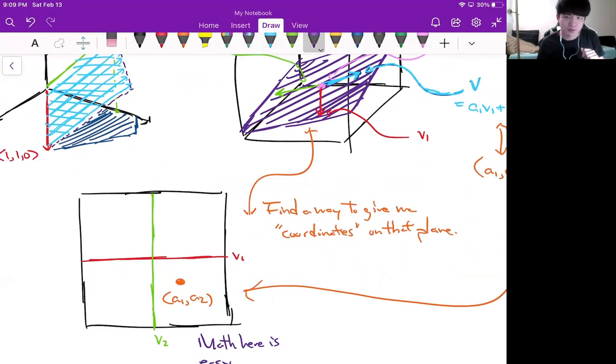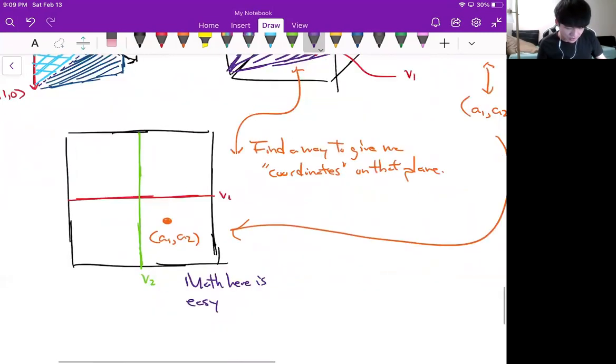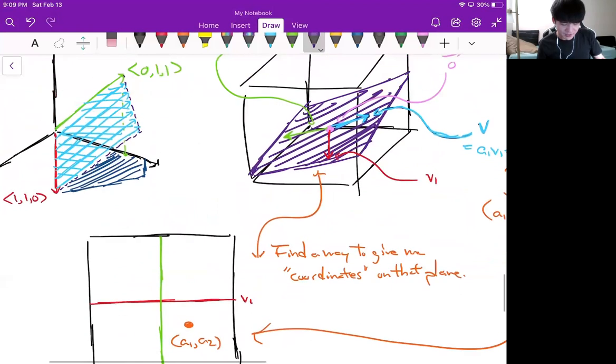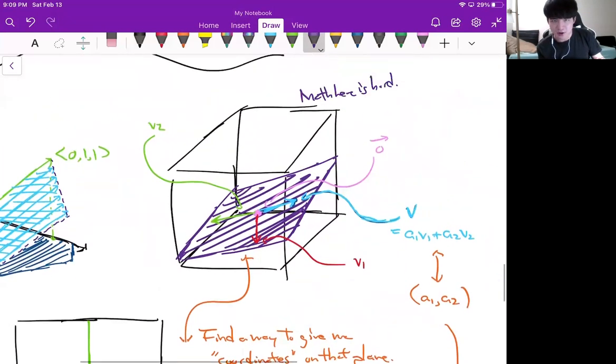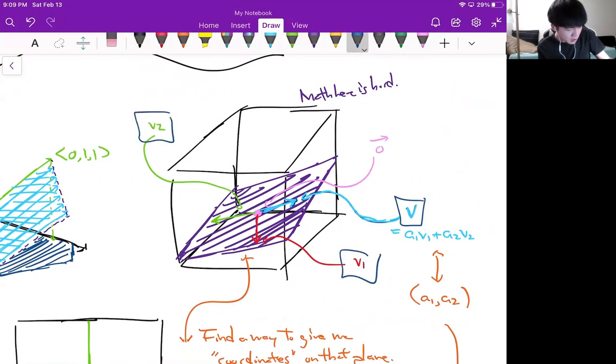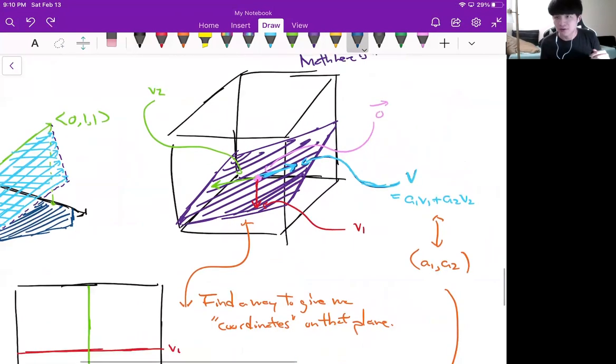But there's another problem that I haven't talked about. You'll notice I said two vectors span a plane. Well, what if I looked at the span of V, V1, and V2? Because they all live in the same plane, the span is still the same plane. Unfortunately, if that's the case, you don't have a unique way to assign coordinates, and that's what we're going to talk about next time. We're going to talk about linear independence, which is the condition that you need to assign unique coordinates.